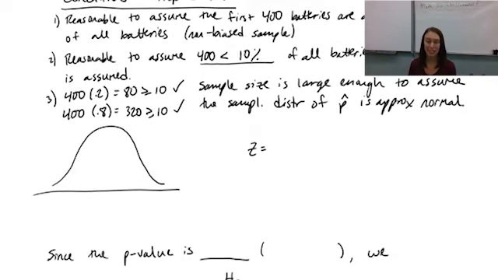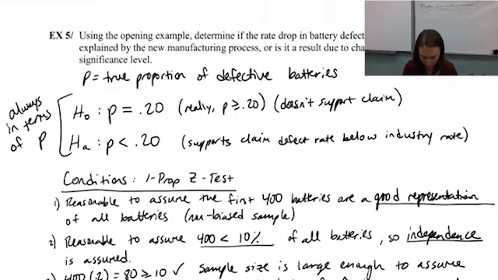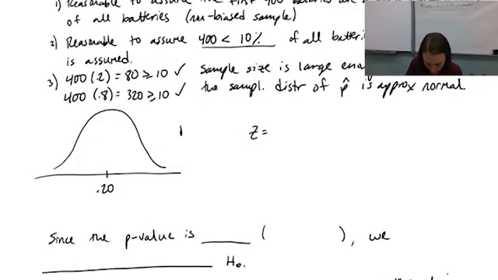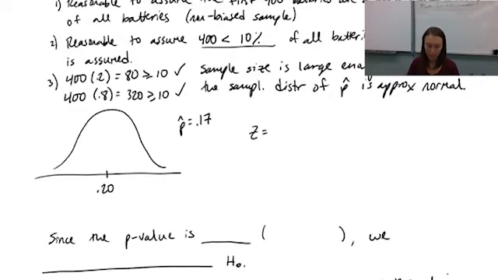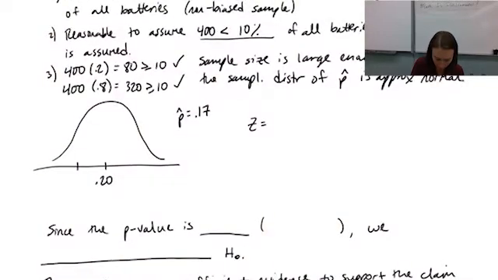All right, so next we get to do the mechanics. We have a normal distribution, so I'm going to draw my normal curve, label it, and find my z-score and my probability. So let's see, we have 0.20, and then if you remember, and I know it's been a while, p hat was 0.17. If I go back to the first page here, it said that our 400 cell phone batteries produced had a 17% defect rate. So this was p hat from our sample. So we have a p hat of 0.17, and that's down here.